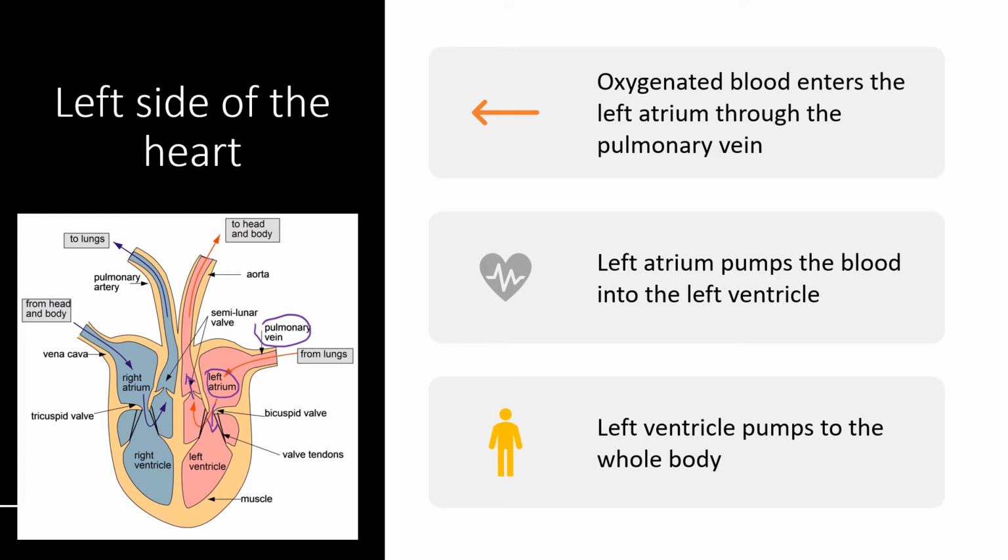After utilization of oxygen by the cells of the body, the blood becomes deoxygenated and it is drained into the right atrium through the superior and inferior vena cava. Then the process starts again.